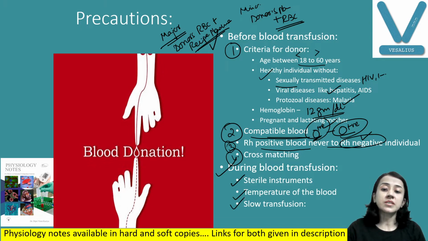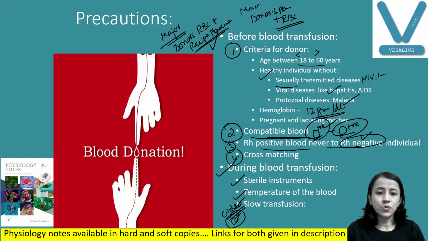Why? Because the stored blood contains citrate, and citrated blood results in chelation of calcium from the recipient's blood. So what happens when the calcium is chelated? Symptoms of tetany may occur because of hypocalcemia. So these are the precautions to be taken.